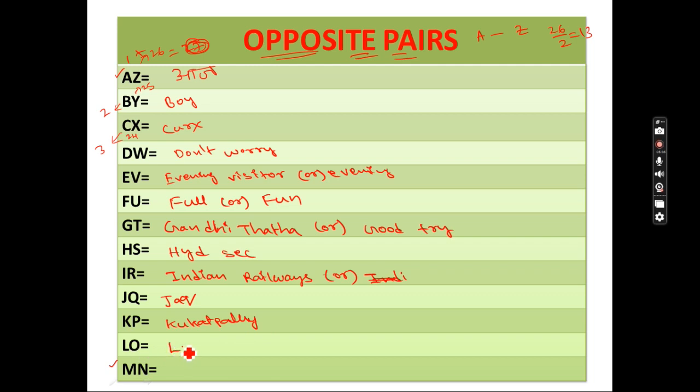So LO, you know already what we can remember for LO. MN means what? You will make it as man. Like this you can remember the logic for the opposite pairs. Now you see the sum of the positions of any alphabet pair here; the total should be 27. If you get a total of 27, you can say it is an opposite pair.